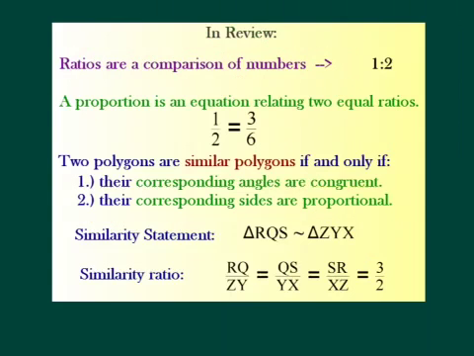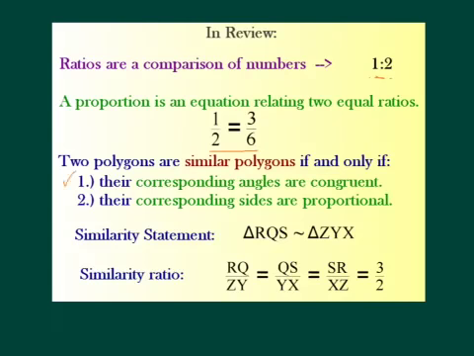So in review, let's take a look at what we've learned today. Ratios are a comparison of numbers. Here's an example of a ratio, 1 to 2. A proportion is any two ratios that are equal to each other. It's an equation relating those two equal ratios. Two polygons are similar polygons if and only if, under two conditions: one, their corresponding angles are congruent, and two, their corresponding sides are proportional.